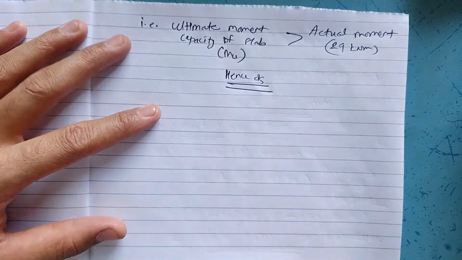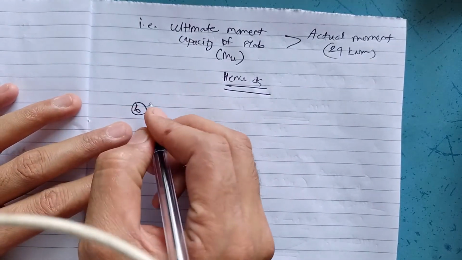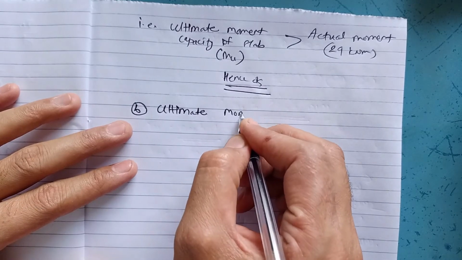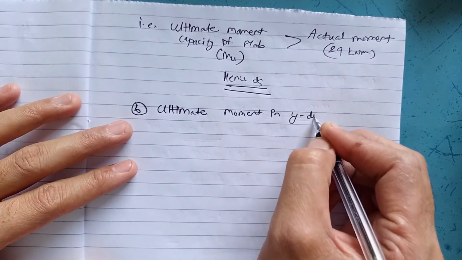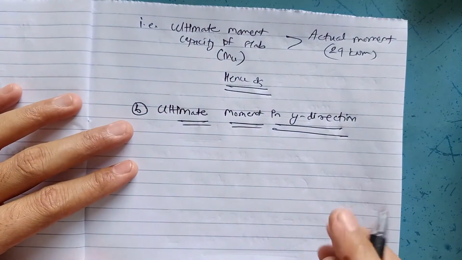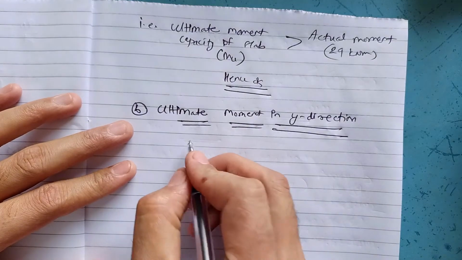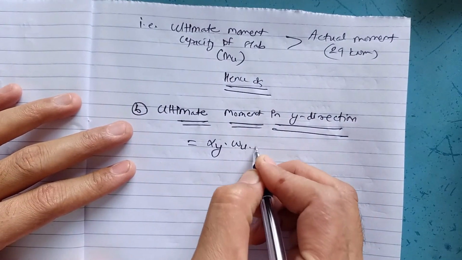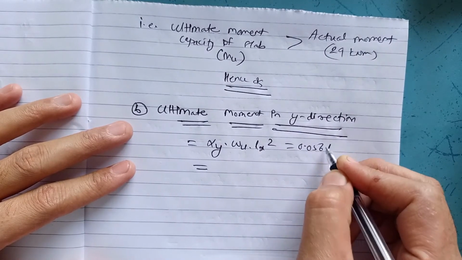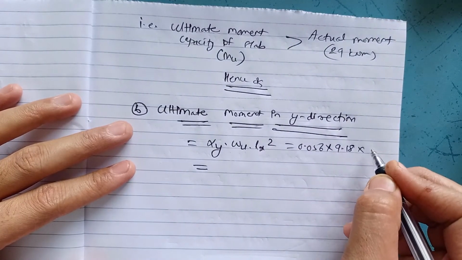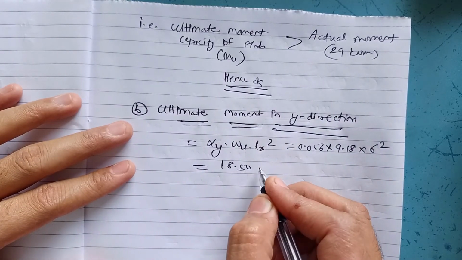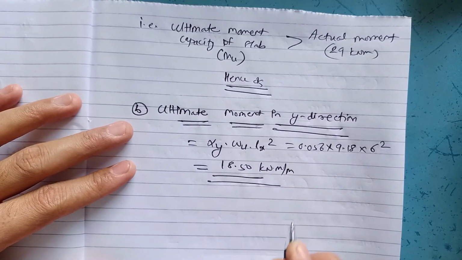Hence okay. In similar way we are supposed to determine ultimate moment in y direction. In similar manner we are supposed to determine ultimate moment in y direction, where alpha y into w into Lx square, moment in y direction will be 0.056 into 9.18, that is ultimate load intensity, factorized 1 into 6 square, it comes to 18.50 kilonewton meter.